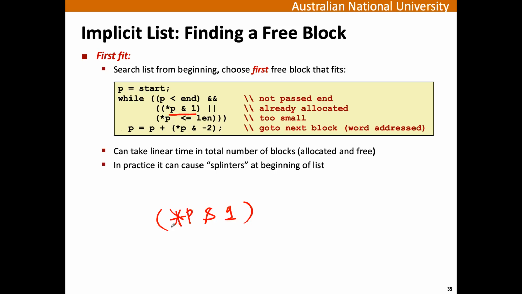So when we dereference a pointer, if the pointer is to the start of the block, what do we get? What is P pointing to? The header. What's the header in our case? The size. So P is pointing to the size. When I dereference P, what do I get?